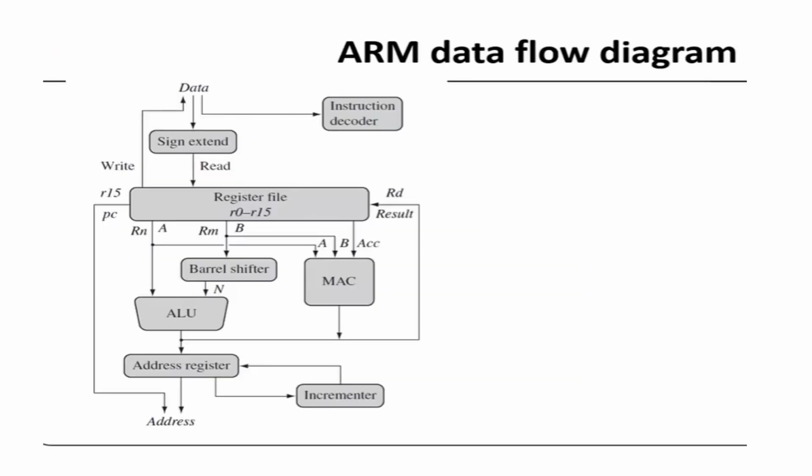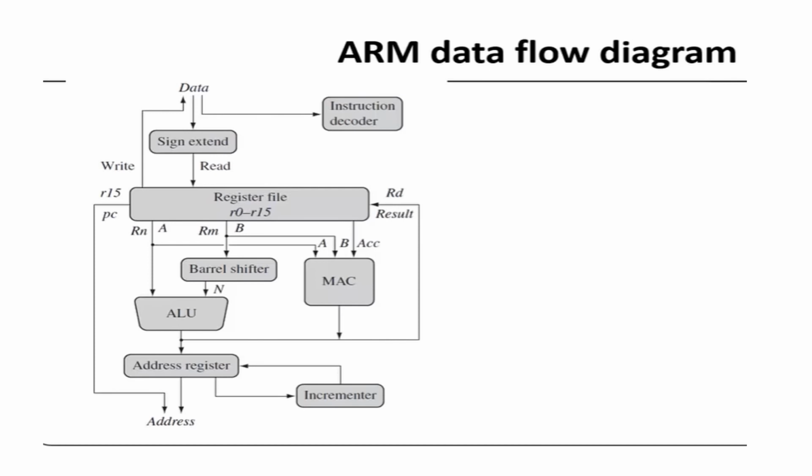Now we'll see the ARM data flow diagram. So this is the ARM architecture. How the data is flowing, we'll see one by one. Here the data is stored in the memory, right? The data will have an address. Now we have to fetch the data from the memory. Then that fetched instruction is passed on to the instruction decoder, and the instruction decoder will tell what the operations are.